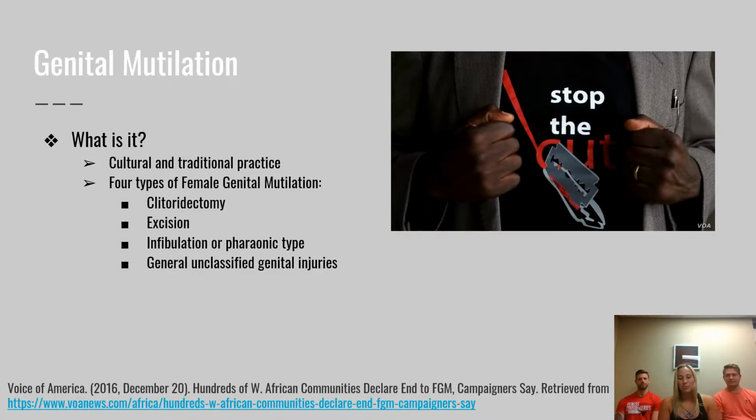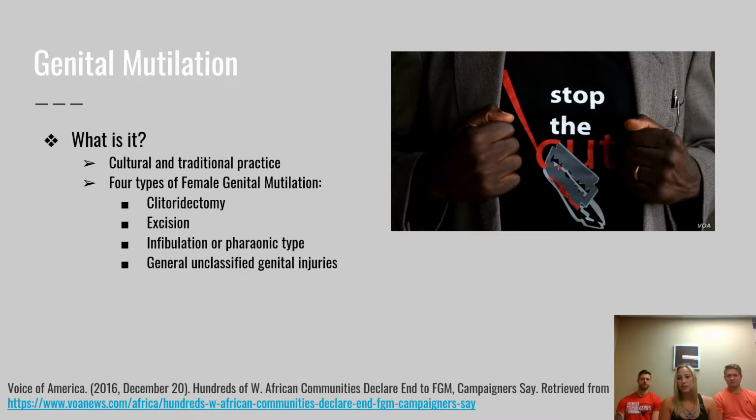So genital mutilation in general, what is it? It is the partial or total removal of female genitalia or other injury to the female genitalia. This is a cultural and traditional practice. They consider there to be 4 types of female genital mutilation.